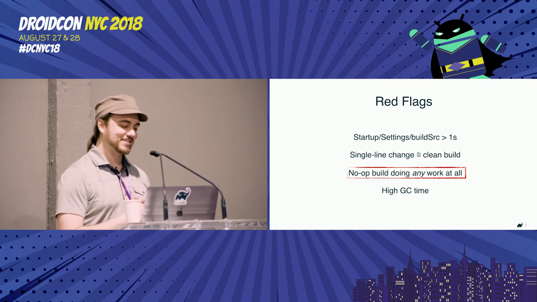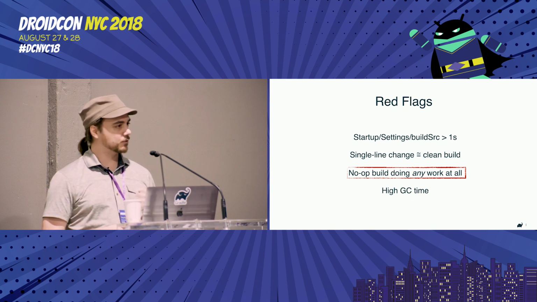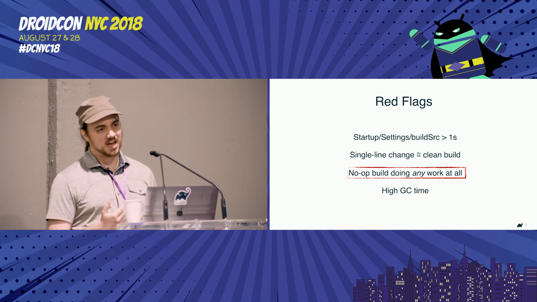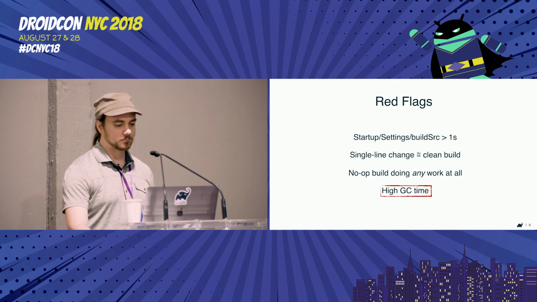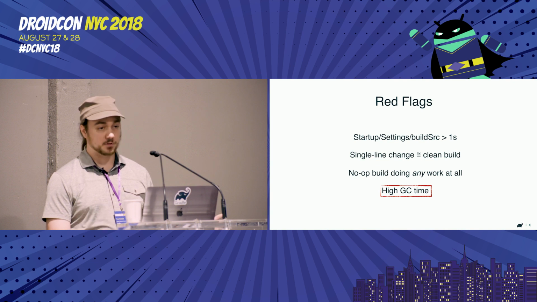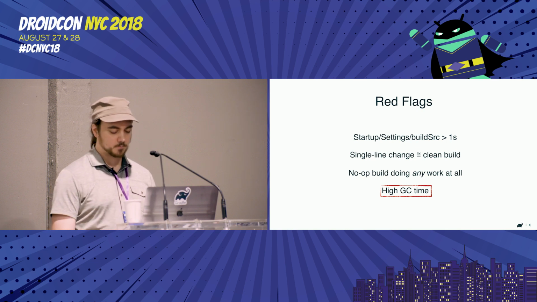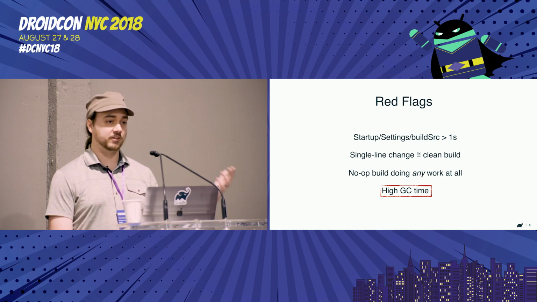Another very easy benchmark is no change at all. You run assembleDebug, you run it again. That should take almost no time on the second try. And of course, high garbage collection time. I already showed you an example of that, but in addition, maybe you're using a plugin with a memory leak, or maybe you're running lint too often. These are things that build scans can actually show you.